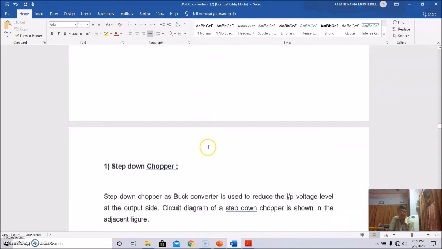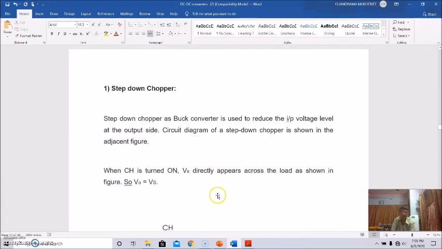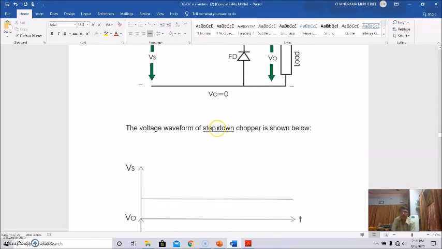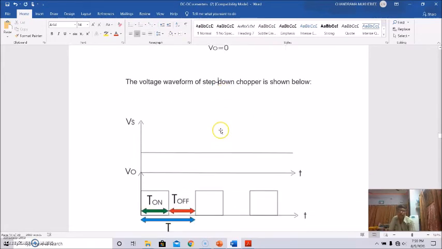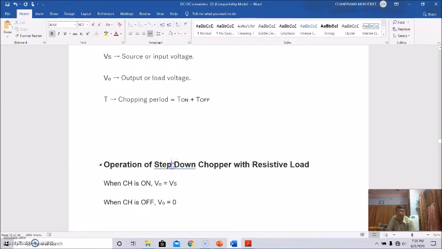And also we have discussed different choppers, that is the step down chopper or buck converter. Its circuit diagram, its operations, its waveforms, etc. we have discussed. Now this is all about the step down chopper.